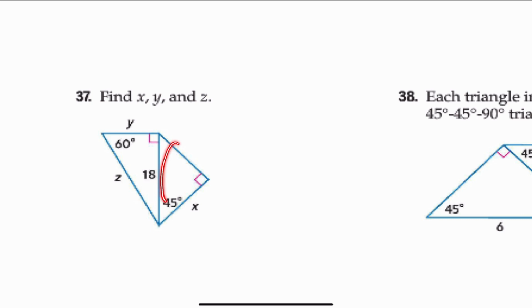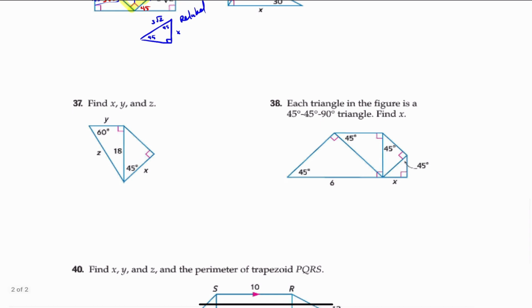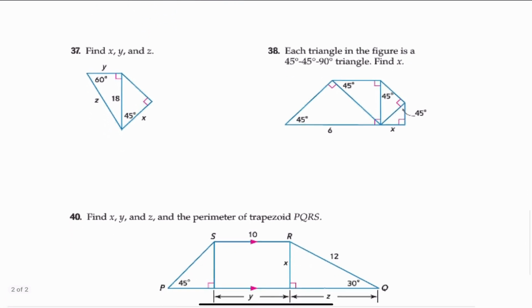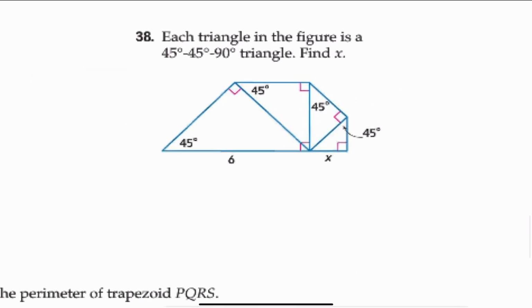It looks like you have a 45, 45, 90 right here, and then this is a 30, 60, 90, okay? You can't expect me to do all the problems with you or give you a hint on all the problems. I encourage you to take a look at your notes, use your resources if possible, and try on your own, okay? I encourage you to try these problems on your own without having to make me do all the problems, okay? Each triangle in the figure is a 45, 45, 90 triangle. Find x. Okay.